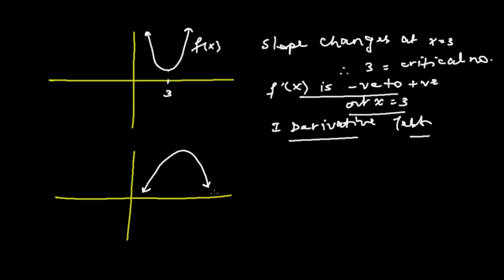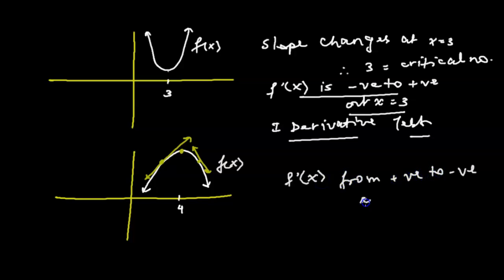Similarly, if the graph opens downwards and this is x equal to 4, the derivative is going to be positive before 4 and the derivative is going to be negative after 4. So if this is the graph of the original function, then its derivative is going to change from positive to negative at x equal to 4. Therefore, 4 is going to be called the critical number.